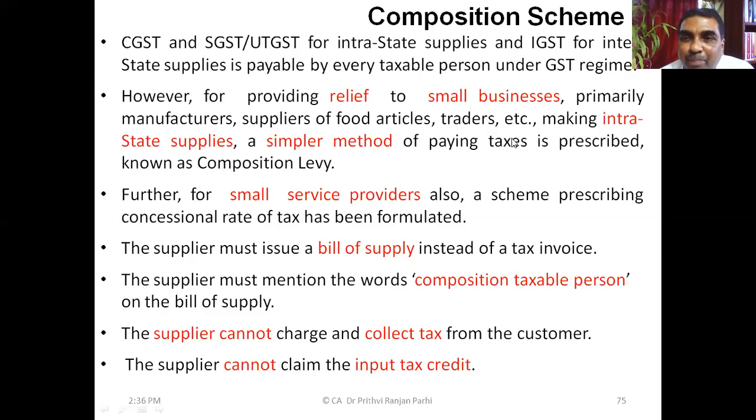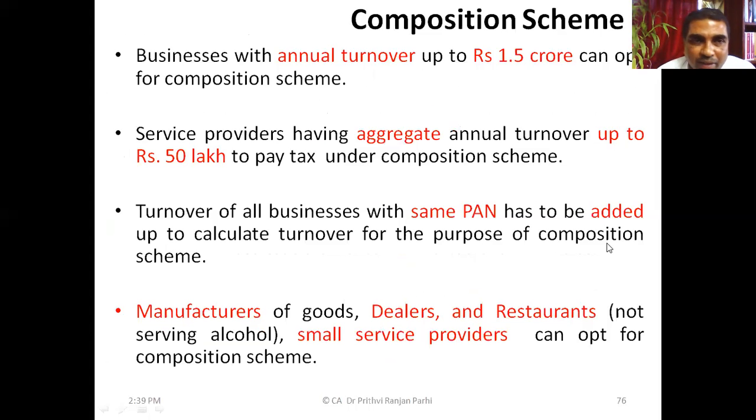So every time, the supplier collects GST from the customer and he knows what input credit is available with him. After setting off input credit, he pays the difference. But if someone opts for the composition scheme, practically it is designed to facilitate small suppliers whose supplies are within the state or union territory. So for small intrastate suppliers, this is a good scheme. They have to issue a bill of supply and mention composition taxable person. They cannot collect GST, they cannot claim ITC. This is what I discussed.